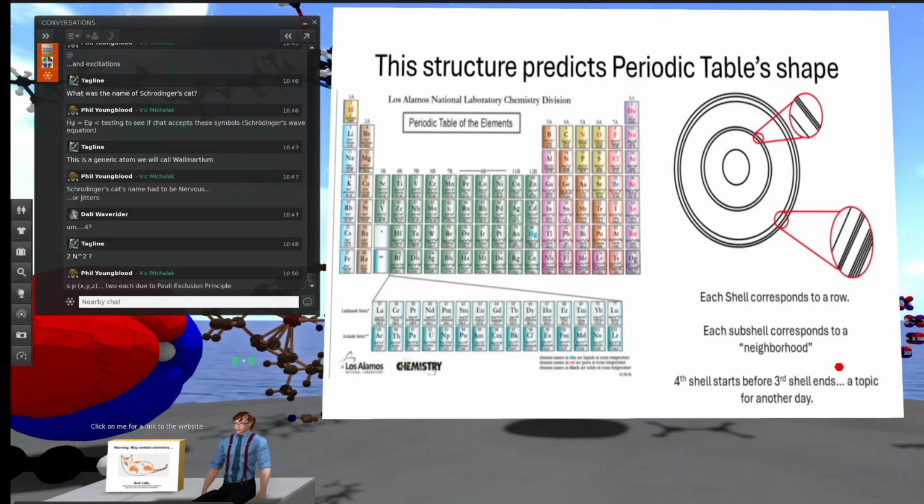Okay, moving along here. And as an aside, how this little diagram plays out actually predicts the periodic table's shape, as each row, as it fills up, corresponds to filling up different levels and sub-levels, right?